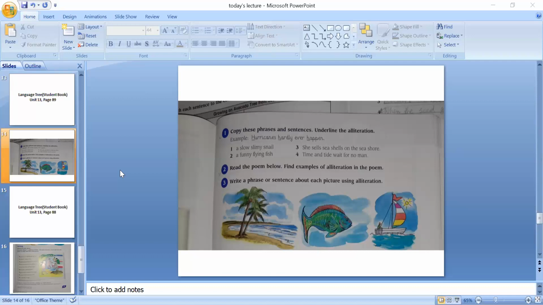Okay, your homework is to read this poem that is in your workbook on page 50, and we'll be doing it tomorrow. Unit 13, page 50 of your workbook. We'll be doing this poem tomorrow, and all the question answers or comprehension and a few exercises we will be doing tomorrow.